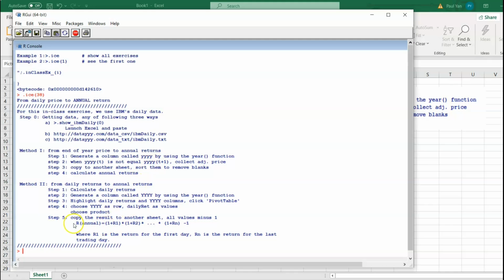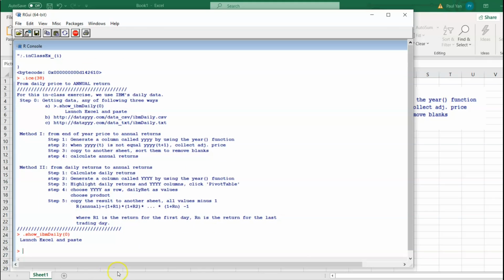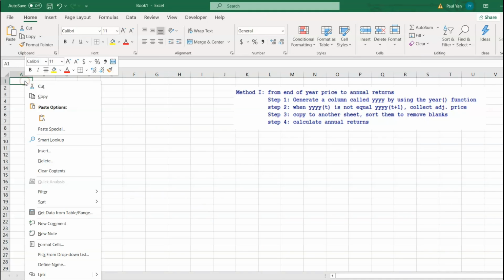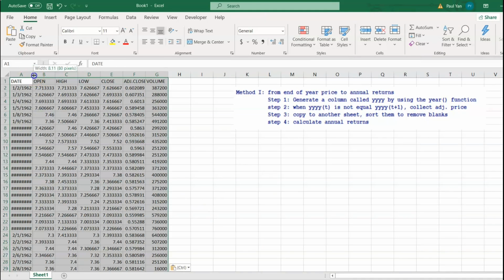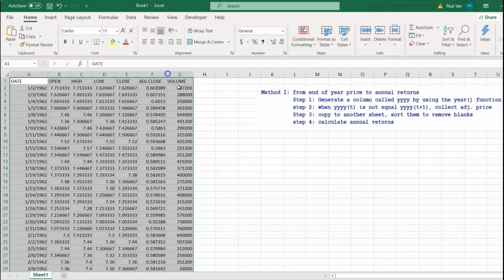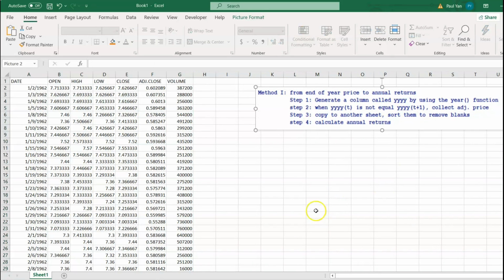First we try method 1. Let's get the data. Show IBM daily, enter 0, launch Excel and paste. Let's go to Excel and choose cell A1, and paste it there. We are going to use method 1. So what is method 1?